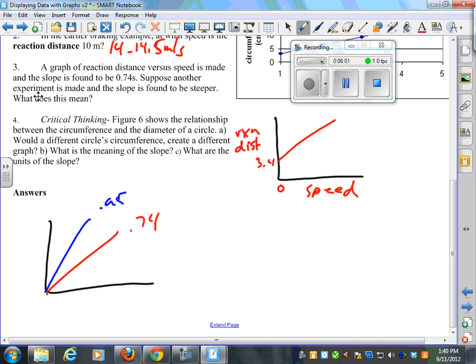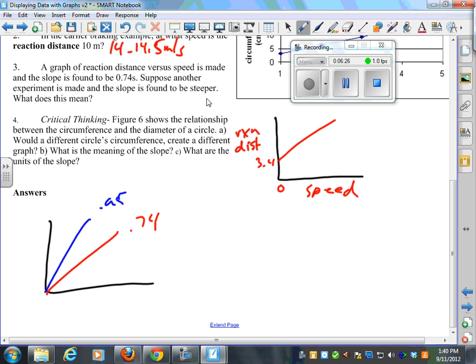Suppose another experiment is made and the slope is found to be steeper. Steeper, right? Okay. So, what does that mean about the reaction time, Mary? It means that it takes longer to react, a larger reaction time. Use the word slower or faster for me. Slower.